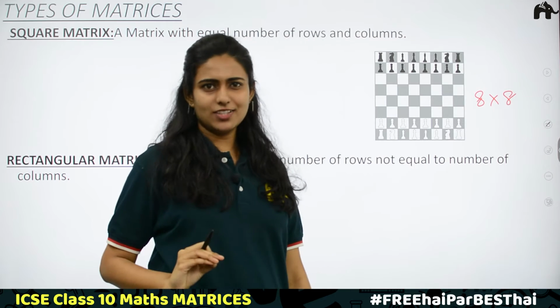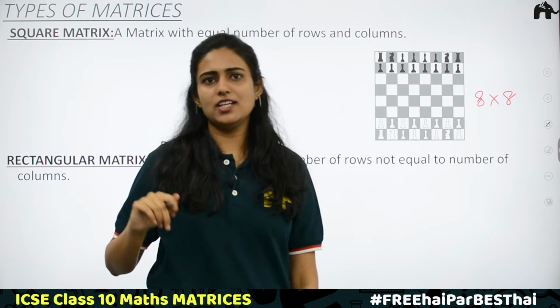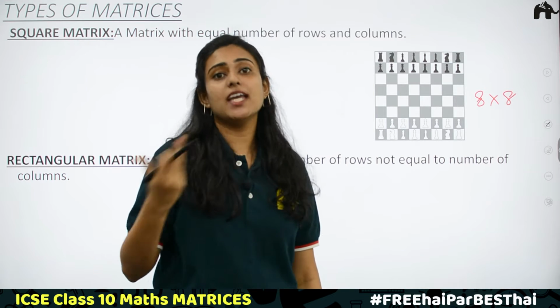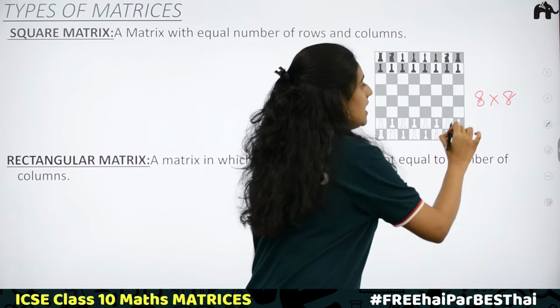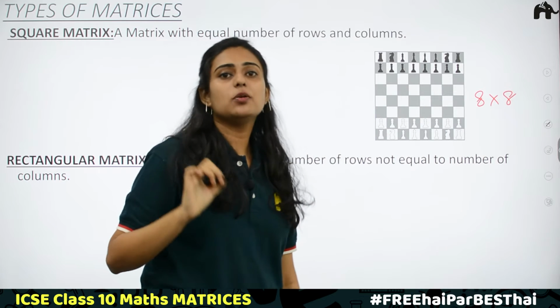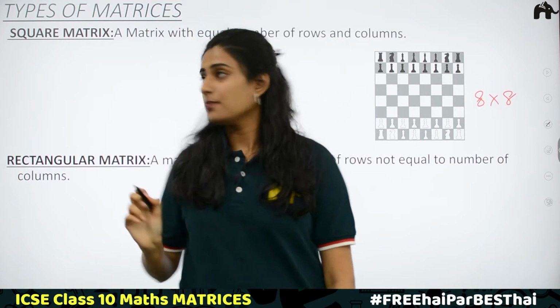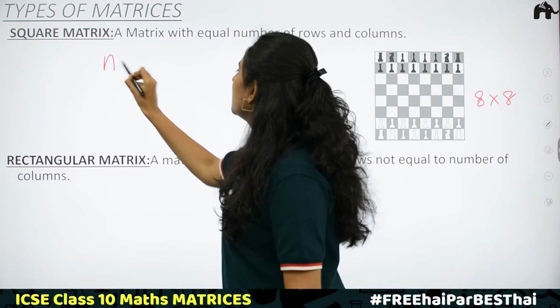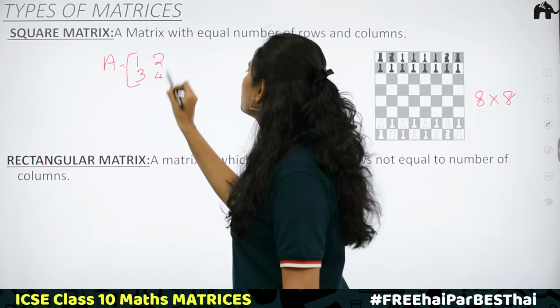What is the speciality with this? Is it necessary that the number of rows and number of columns should be equal in a matrix? No, right? It can be an m by n matrix. Number of rows and number of columns can be different. But when the number of rows becomes equal to number of columns, in that case we call it a square matrix. Okay, a matrix A is equal to 1, 2, 3, 4.